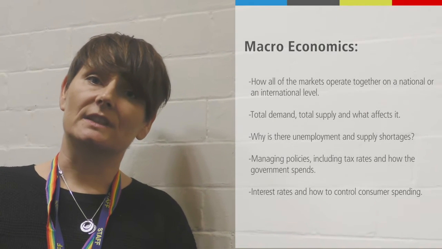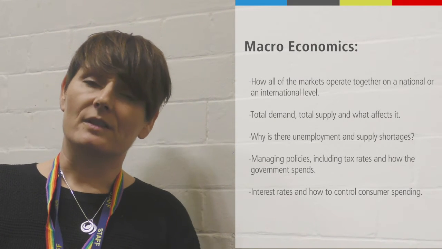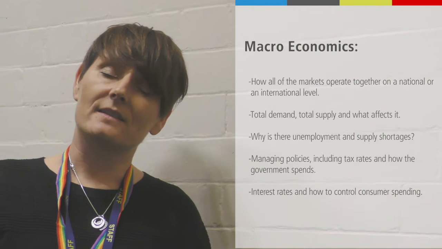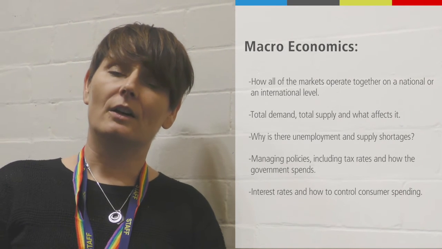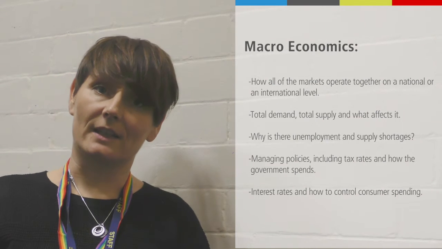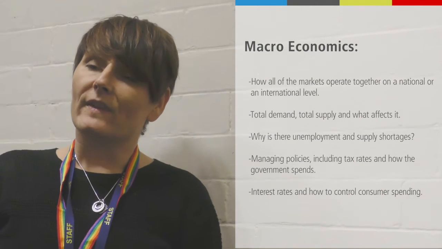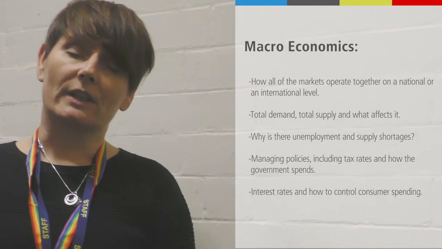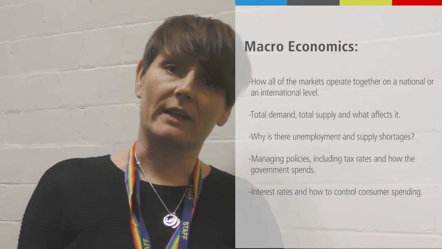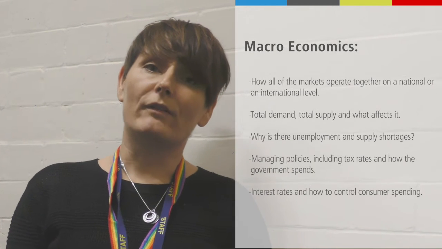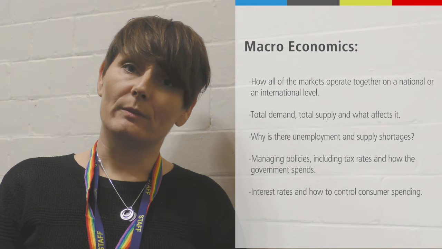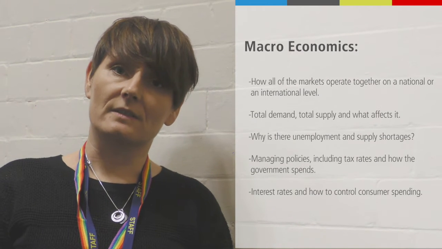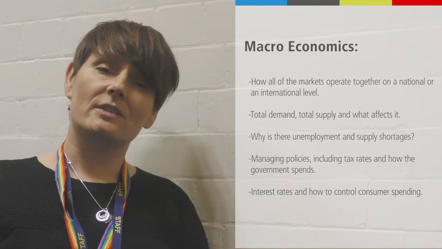Macroeconomics then looks at big economics. So micro looks at individual markets, macro starts to look at how all those markets operate together on a national or an international level. So within macroeconomics, we start to look at total demand and total supply in an economy and what affects it. So we start to understand why there's unemployment or supply shortages. And we look at policies to manage the economy.